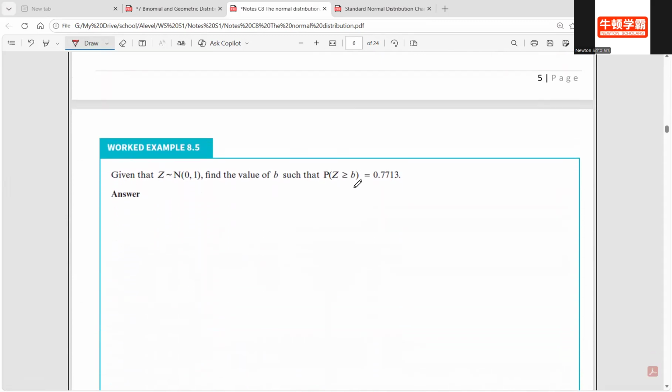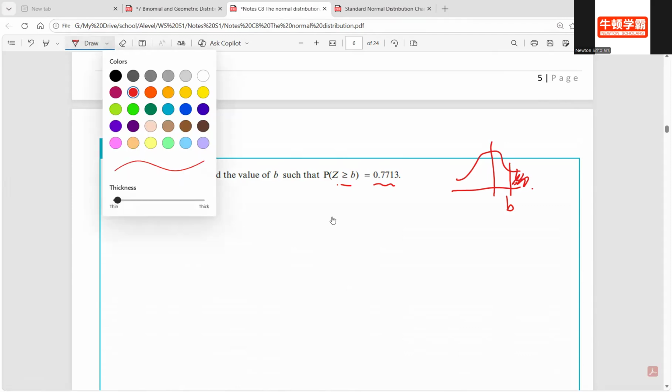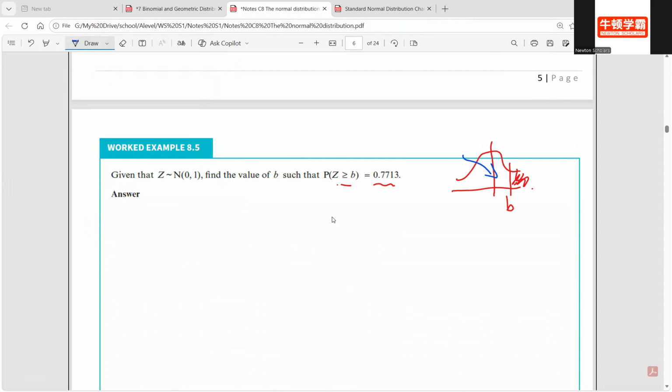This is example 8.5, 0.7713. Look at here first. This one is more than B. More than B, it can be here, right? But that is not possible from here. You know why? Because the whole thing is 1. So this one, the value is already 0.77 something. So meaning that this 0.77 something must be in this side. Must be in this side.